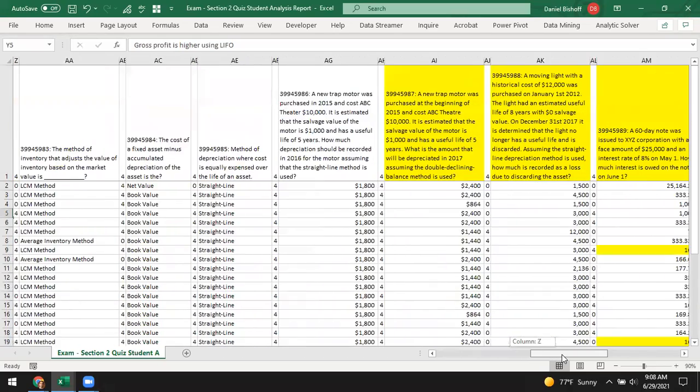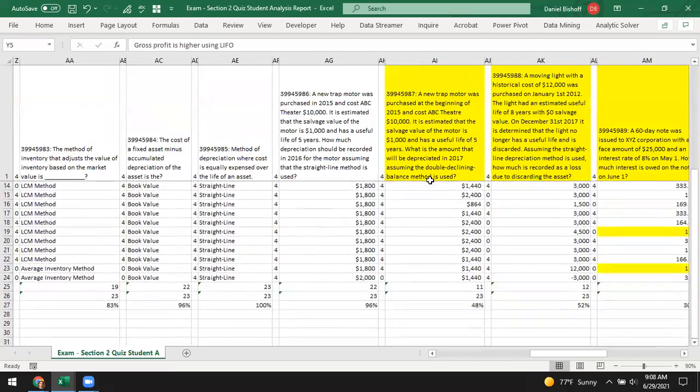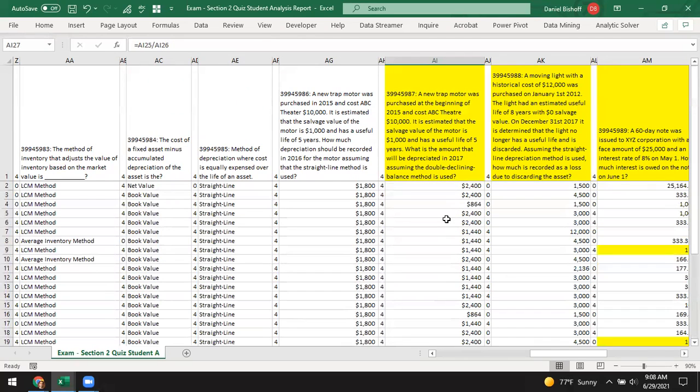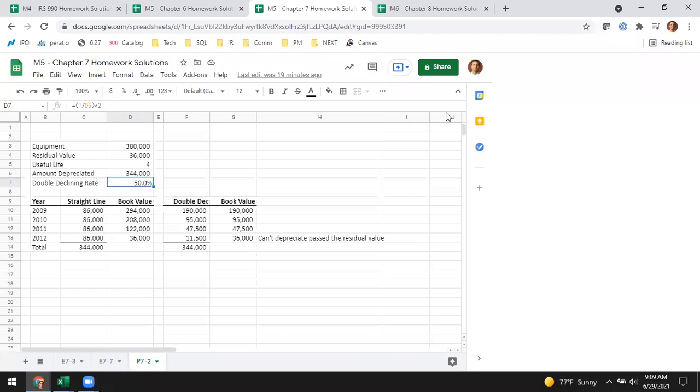All right, next question that was missed pretty often. Only 48% of the class got this one. This one was pretty disappointing because this is basically your homework question. In fact, I'm going to use the homework solutions to show you why it's so important to set up templates and use reference formulas.